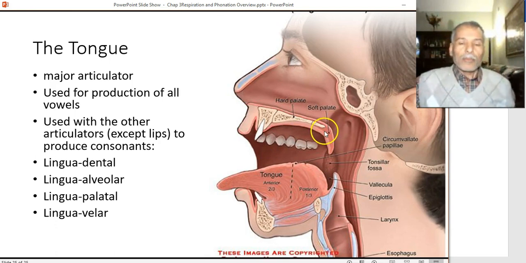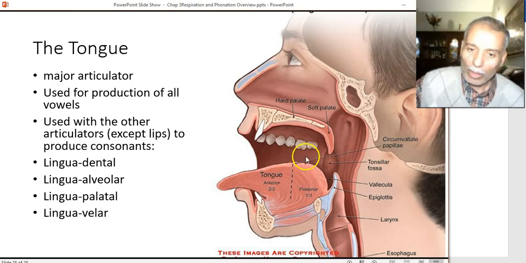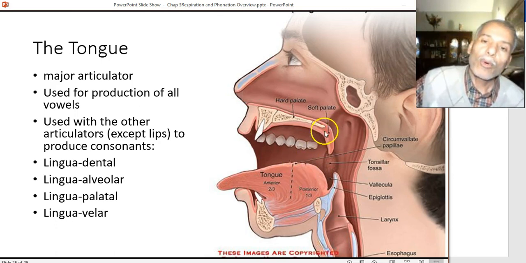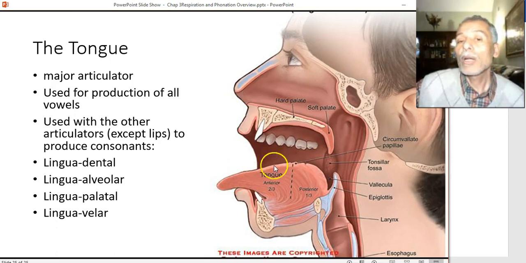And then the tongue also interacts with the velum to produce the ng and the k and g. And so the posterior part of the tongue lifts up and the velum lowers so that they meet and make these sounds together. They sometimes might be called linguavelar or simply just velar. Make your life easier.